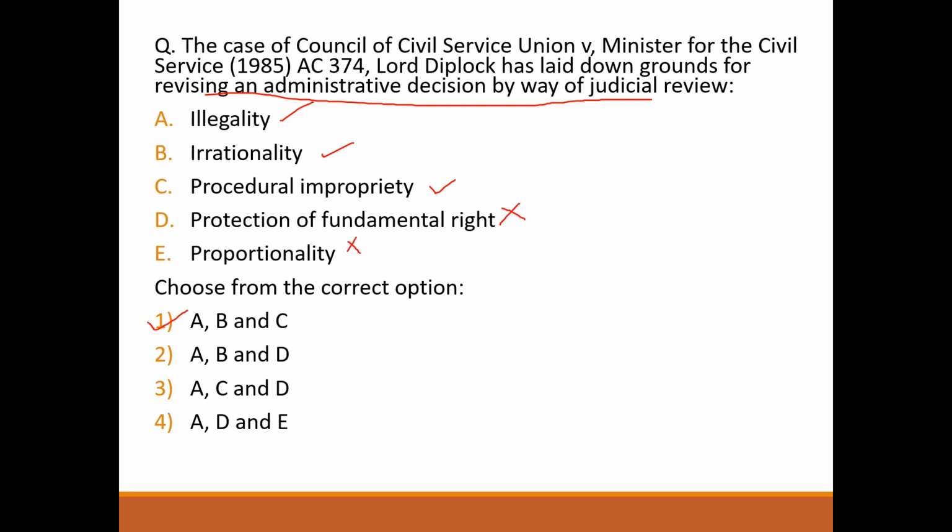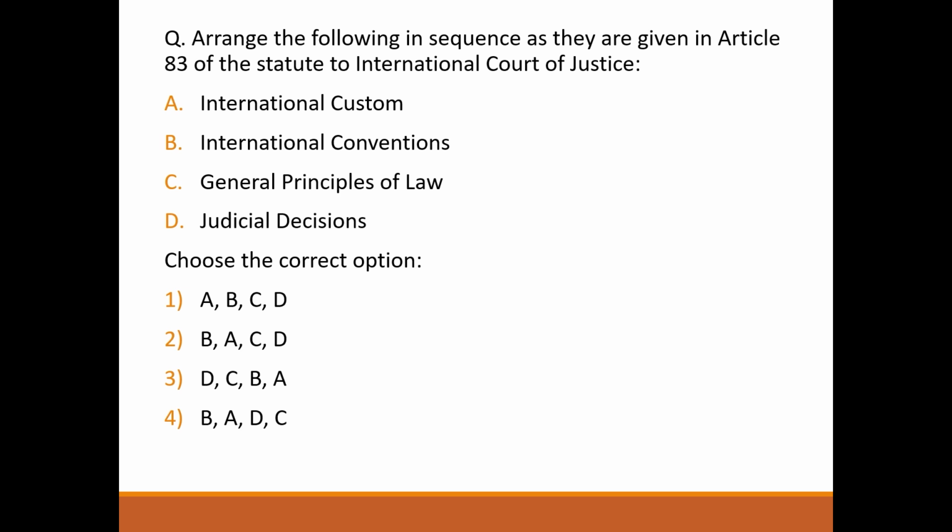Next question. Arrange the following in sequence as they are given in Article 38 of Statute of International Court of Justice. International custom, international conventions, general principles of law, judicial decisions. So first is international convention, then international custom, then general principles of law, then judicial decisions. So answer will be option number 2.